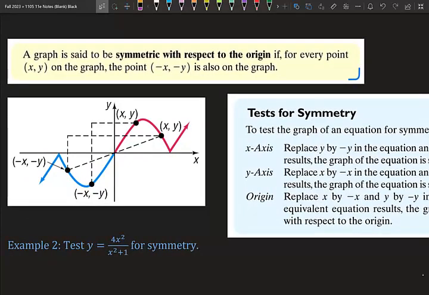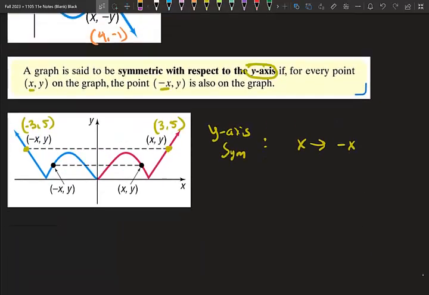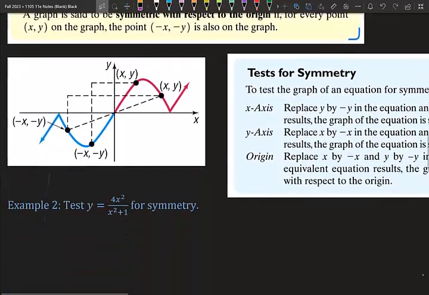The last type of symmetry for college algebra is origin symmetry. So a graph is said to be symmetric with respect to the origin if for every point x, y on the graph, the point negative x, negative y is also on the graph. So this one, there is no remembering, there's no special thing, it's just both. Origin is both. The reason being because origin, you fold it diagonally over. So that's why both points are being switched. With your piece of paper, fold each of these graphs over the axis and you'll see how they go on top of each other.